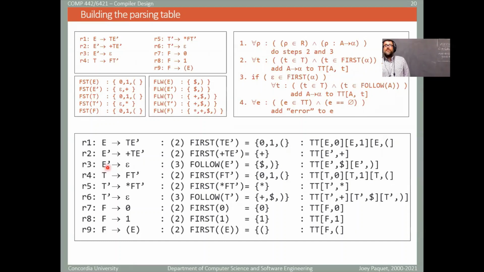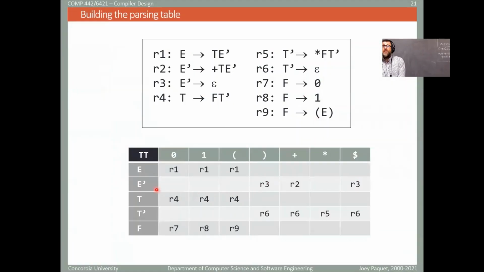Then here I have E prime gives epsilon. So here epsilon does not have a first set. I apply rule number 3. Rule number 3 is, I remind you, if the right-hand side can all evaluate to epsilon, it's epsilon itself. So obviously that's the case. That tells me I used the fact that follow of E prime is $, close parenthesis. So this rule tells me that I should add in the table at coordinates E prime and the follow of E prime the rule number 3. So TT of E prime $, and TT of E prime close parenthesis is rule number 3.